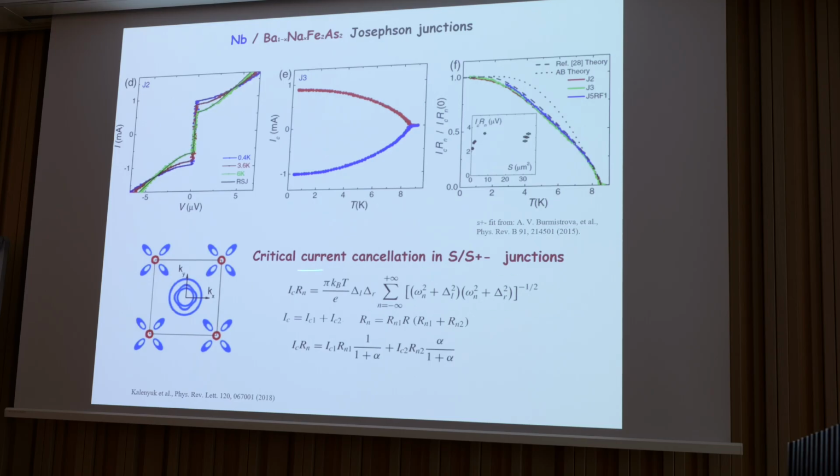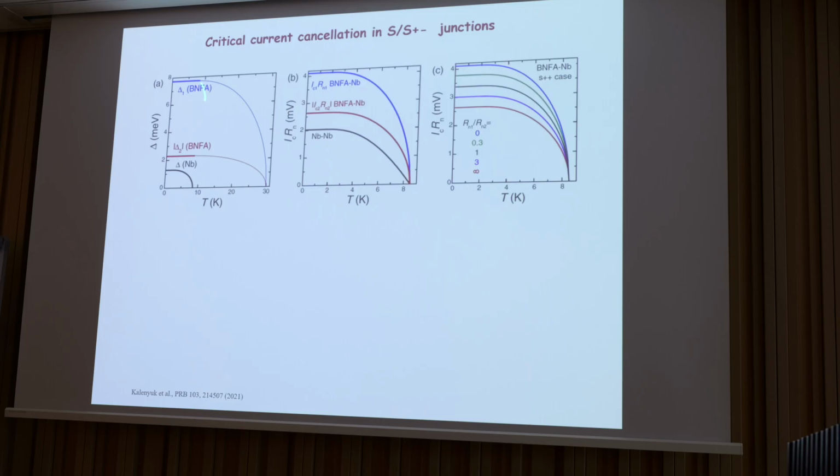Each of them is described by the Ambegaokar-Baratoff expression. Those channels' critical currents add up together. The weight coefficient between those 2 channels depends on the transparency of the 2 channels, from niobium to each of the bands separately. And then the total ICRN product is a sum of the critical currents from the 2 channels. So that is the toy model.